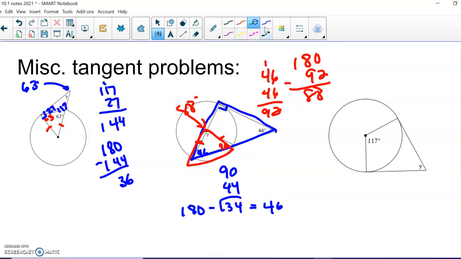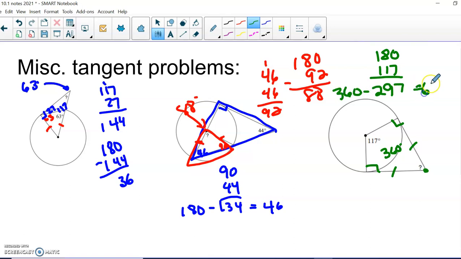All right, one more using our new rules. We have a point outside the circle and two tangents to the circle, so we know they're congruent. We also know that a radius to a tangent is 90 degrees, so we're allowed to assume that these are 90 degrees. We know that all quadrilaterals have 360 degrees, so I'm going to take 90 plus 90 plus 117, that's 180 plus 117, and subtract that from 360. So it looks like our missing angle is going to be 63 degrees.